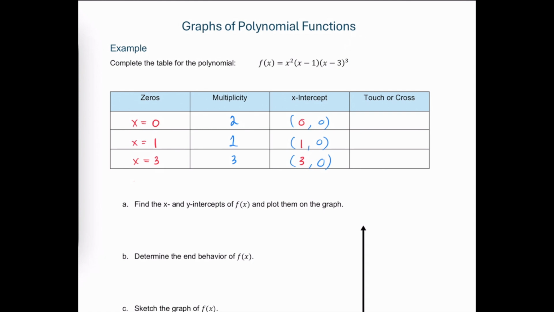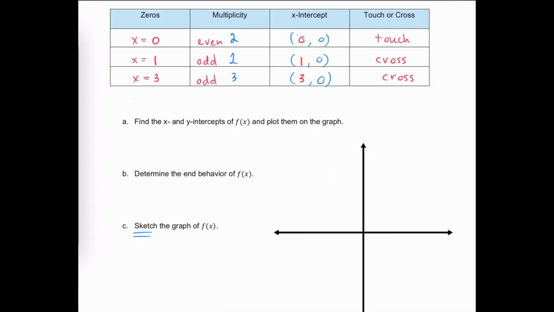Since the multiplicity of this zero is an even number, we know that the graph is going to touch the x-axis there. The multiplicity of the second zero is odd, and therefore my graph is going to cross the x-axis there. And again, for this third zero, also an odd multiplicity, means that our graph will cross the x-axis at this x-intercept.